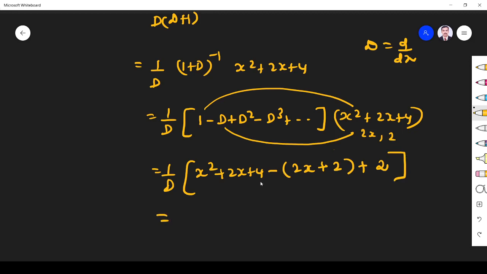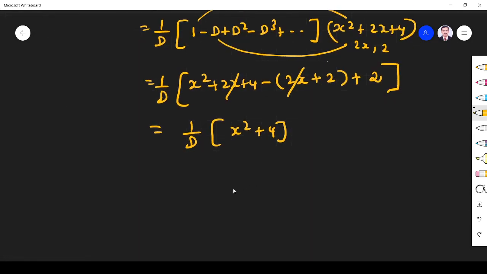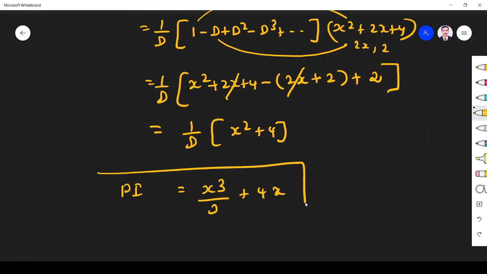If I simplify, what will happen? This is 2x plus 2, and the 2x will be cancelled. This 4, this 2 will be over. So the answer is 1 by d squared plus 4. D is differentiation, 1 by d means integration. So now I have to integrate x squared plus 4. If you integrate x squared plus 4, what you get is x cubed by 3 plus 4x. This is my particular integral.